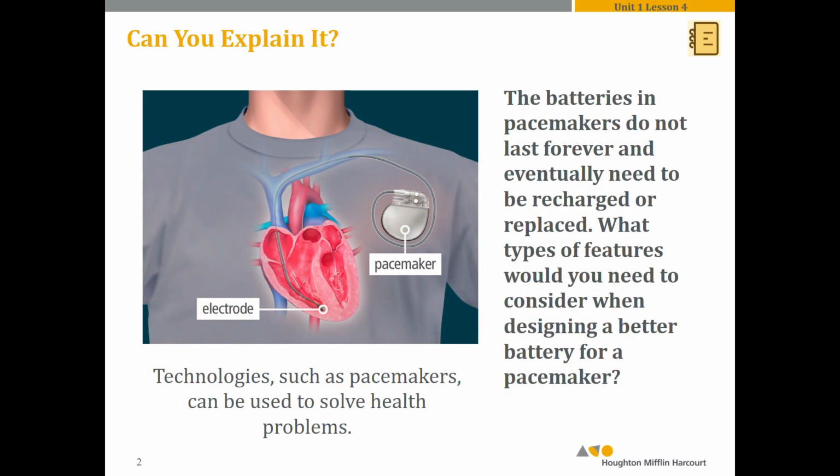If you look at the picture, it shows a pacemaker, a cardiac pacemaker. This pacemaker is placed in the human heart in order to control the heartbeat. If a person has heart problems and the heart is not able to pump the blood normally, this cardiac pacemaker can help. So this cardiac pacemaker is a technology. Technologies such as pacemakers can be used to solve health problems.